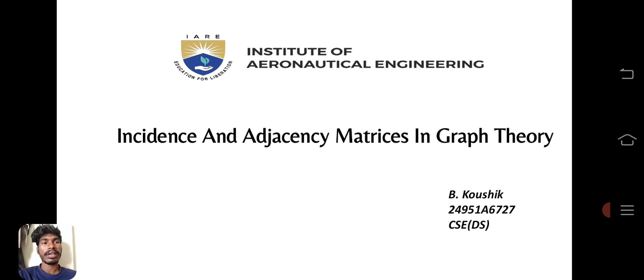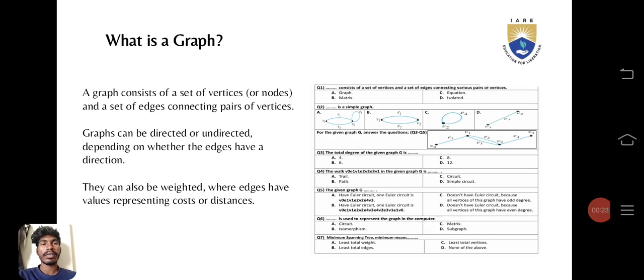Today I came to know incidence and adjacency matrices in graph theory. What is a graph? A graph consists of a set of vertices and a set of edges connecting pairs of vertices. Graphs can be directed or undirected depending on whether the edges have a direction. They can also be weighted, where edges have values representing cost or distance.